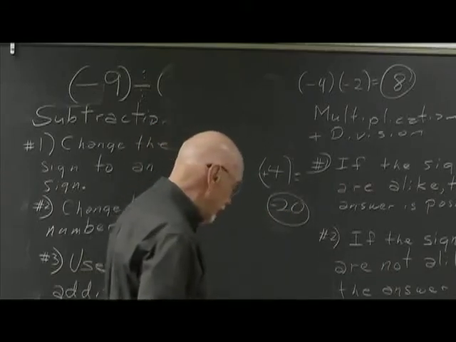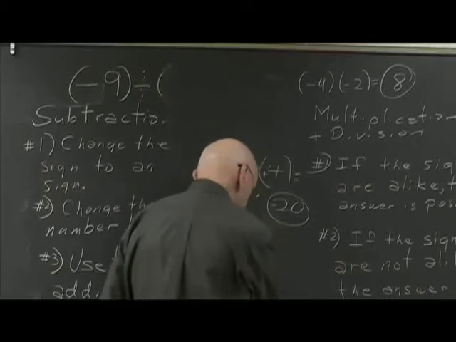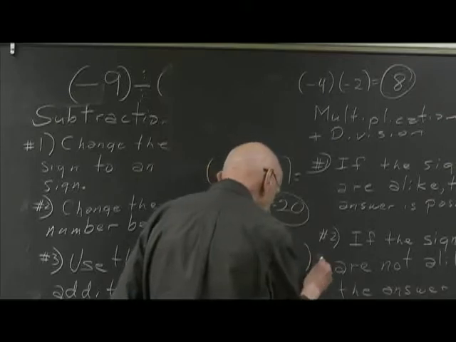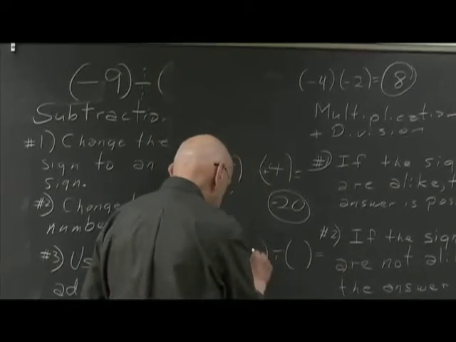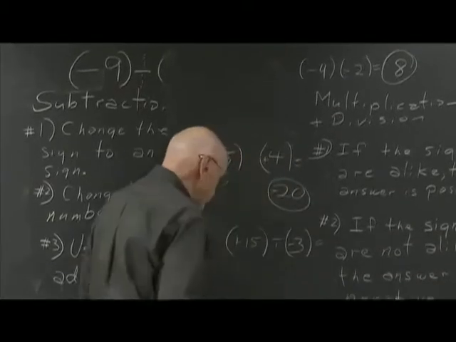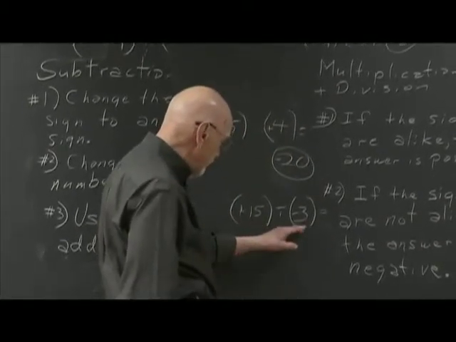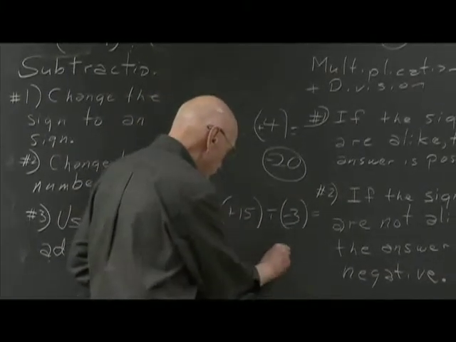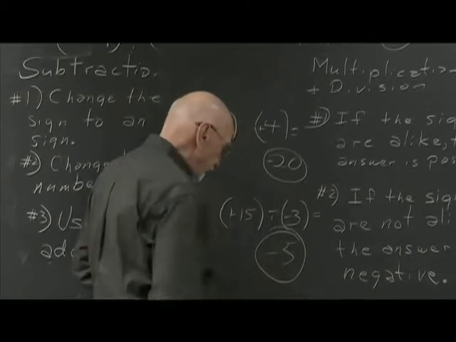And one final example. Let's do one for division. Let's say positive 15 divided by negative 3. 15 divided by 3, of course, is 5. Signs are not alike, therefore negative 5.